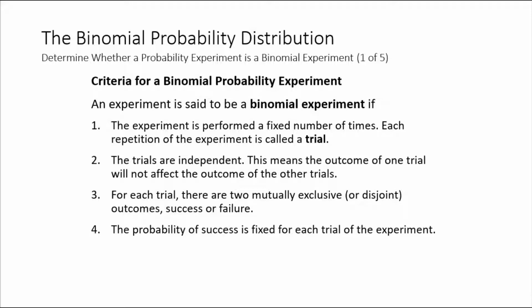The second condition, the trials are independent. This means the outcome of one trial will not affect the outcome of the other trials. The third condition, for each trial, there are two mutually exclusive or disjoint outcomes, success or failure. Number 4, the probability of success is fixed for each trial of the experiment.